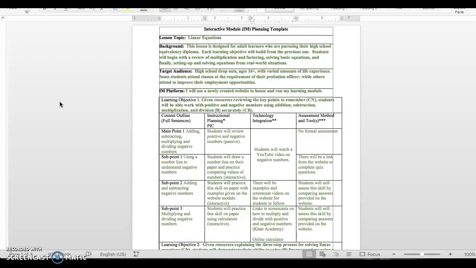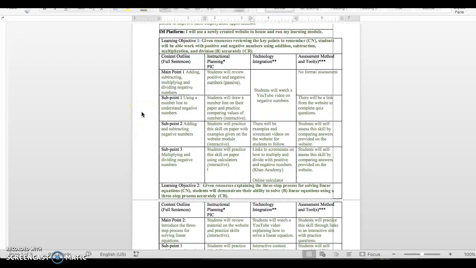So the key is going to be to show them the relevance of this information and to keep them motivated to learn. Because as you can see here in my target audience, some of the students attend class at the requirement of their probation officer, which means they're a little less motivated to be in class, so it makes it a little more challenging. I plan to use a newly created website to house and run the learning module.